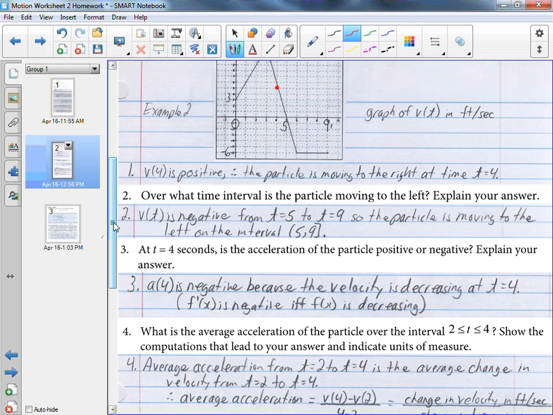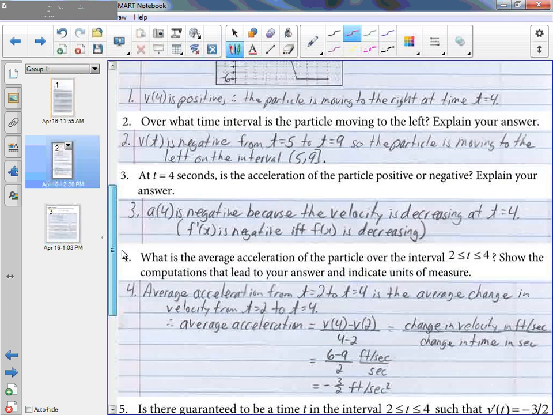All right, so the average acceleration from 2 to 4 is the average rate of change in velocity from t equals 2 to t equals 4. So, slope formula. The average acceleration equals y2, that'll be v of 4 minus y1, v of 2, over, it's not x's, it's t's, t2 minus t1, 4 minus 2. Yes?